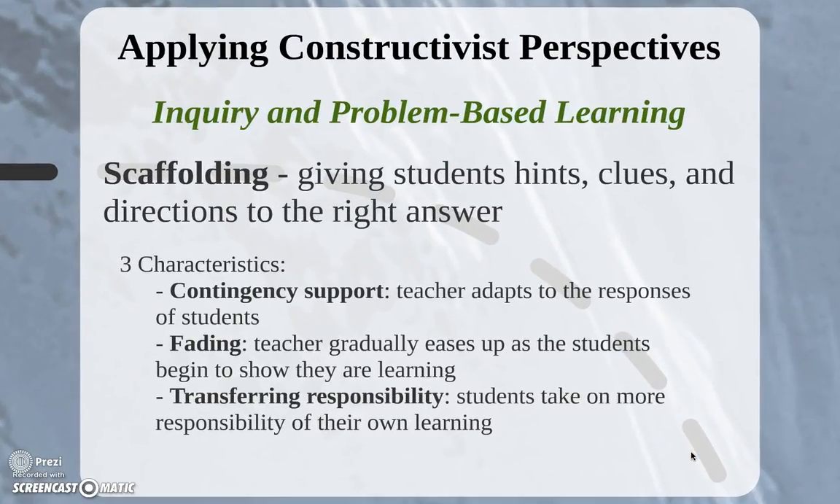Okay, so moving on from the 5 dimensions of constructivist teaching, we're going to focus on inquiry and problem-based learning. So the first thing we're going to look at is scaffolding. Scaffolding is giving students hints, clues, and directions to the right answer. There are 3 characteristics of scaffolding. The first one is contingency support, where the teacher adapts to the responses of the students. The second is fading, where the teacher gradually eases up as the students begin to show that they are learning. And the third characteristic is transferring responsibility, where students take on more responsibility for their own learning.